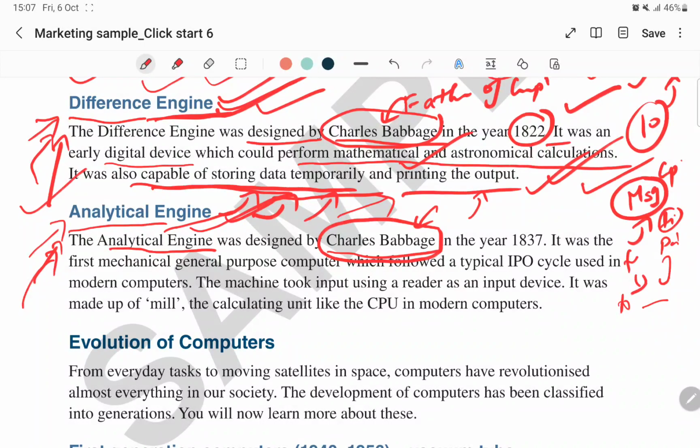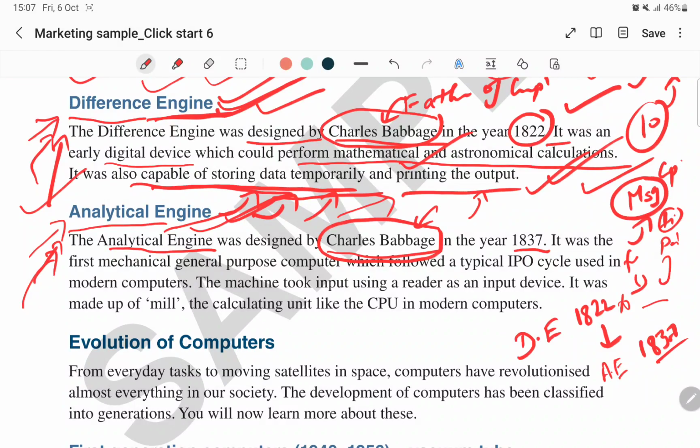So the analytical engine was designed by Charles Babbage in which year? In 1837. After developing the difference engine (DE) in 1822, later on, in 1837, he designed another calculating device whose name was the analytical engine. Which engine? The analytical engine, developed by the same person, Charles Babbage.